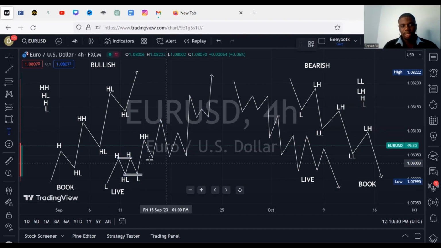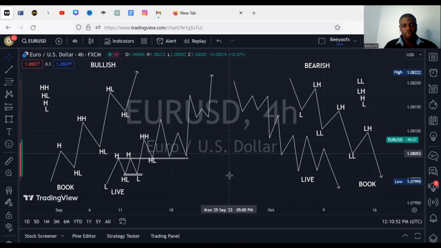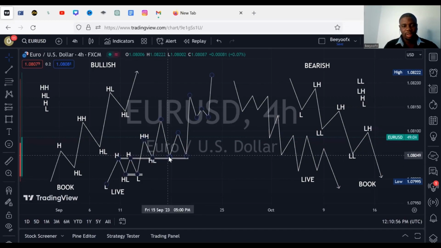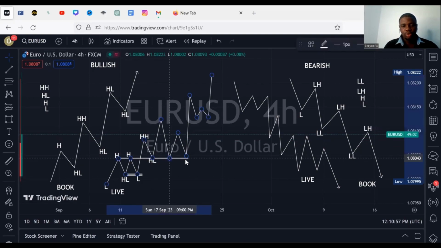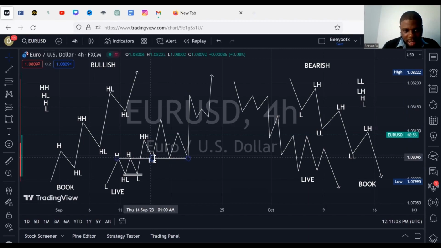Then here is the higher low. Remember, we join it together like this, and you see how we are able to figure everything out now. But what I want you to see on this side is that this is the higher low, and the market came back to this place again the second time.